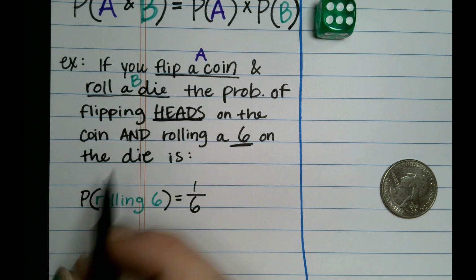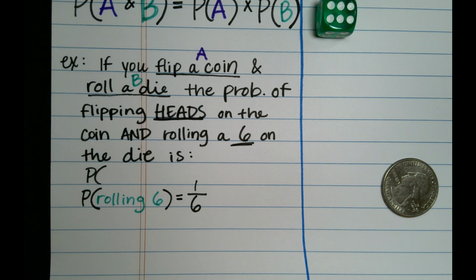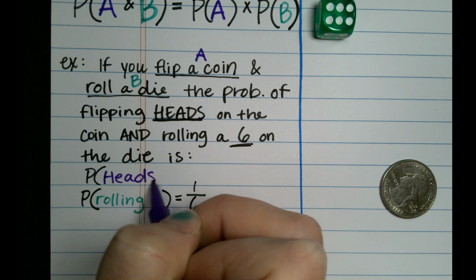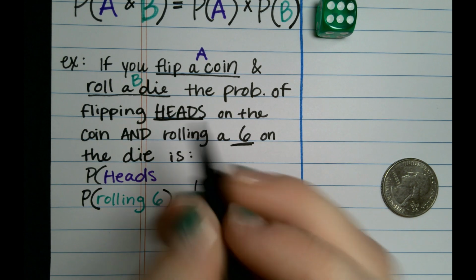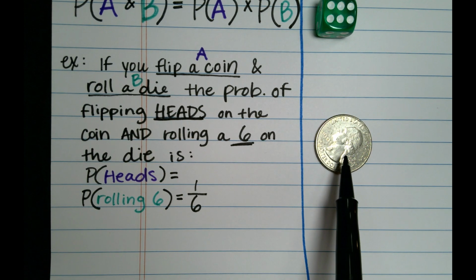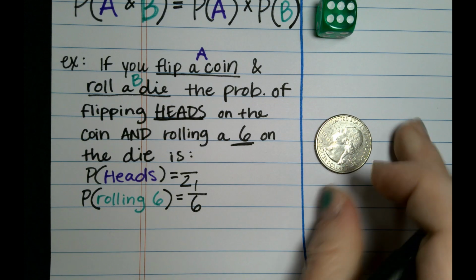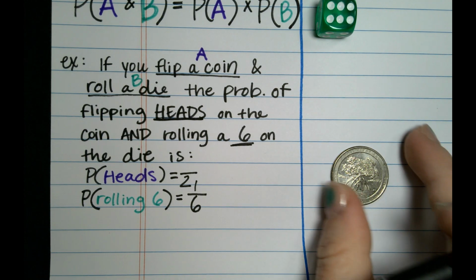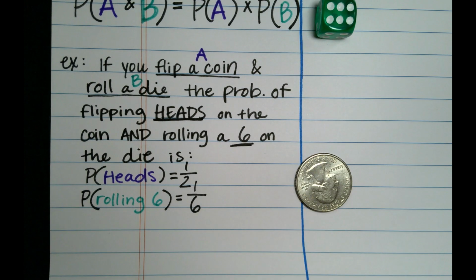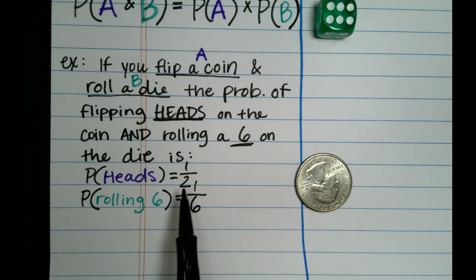So I'm going to write below that. I know I wrote the die first. I should put that above. So the probability of heads is what we're going to find. So we said there's 2 sides. So that would be our total number. How many times do you see heads on the coin? Just once. So the probability of landing on heads is 1 out of 2.